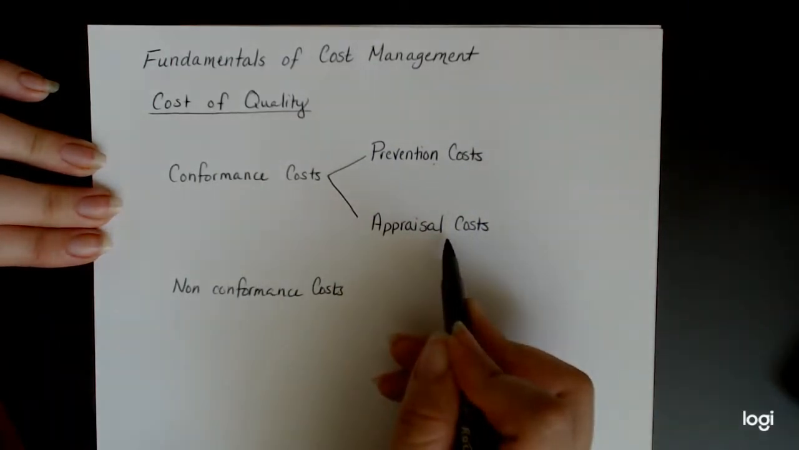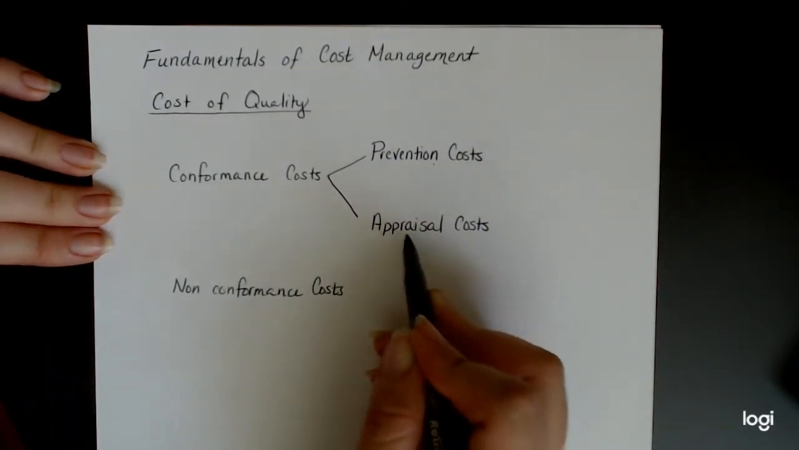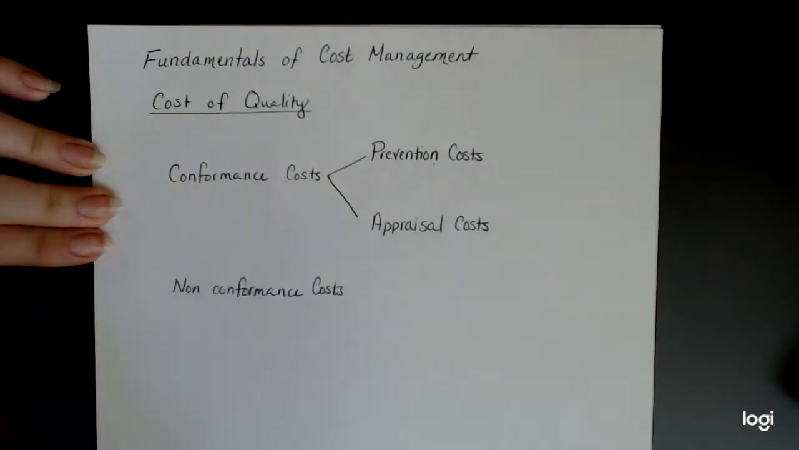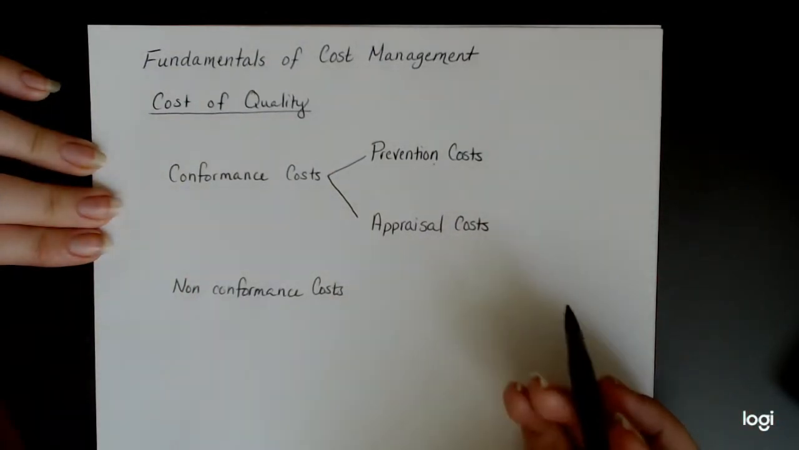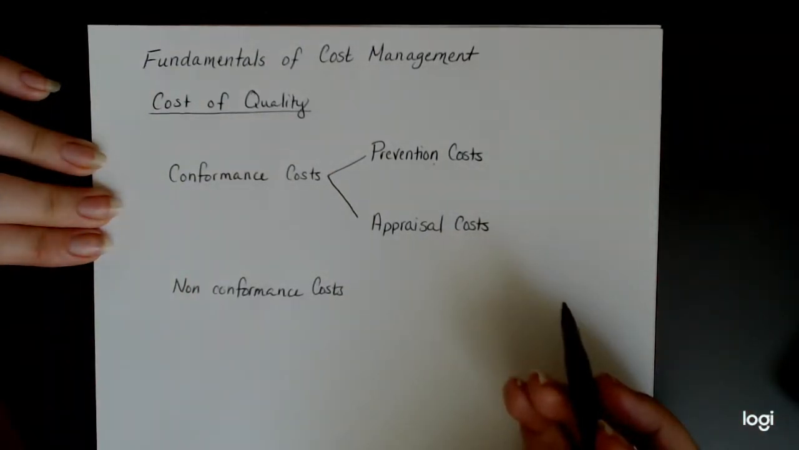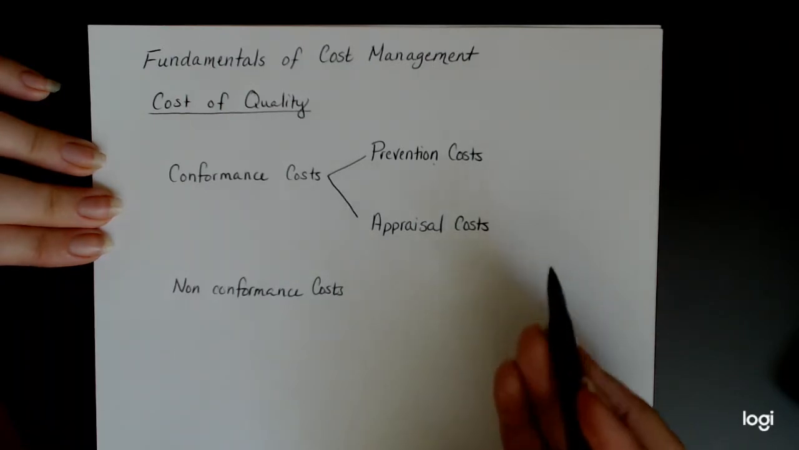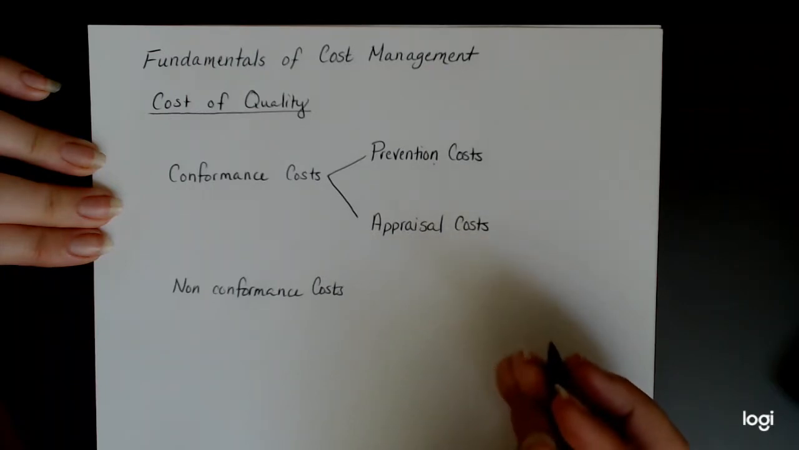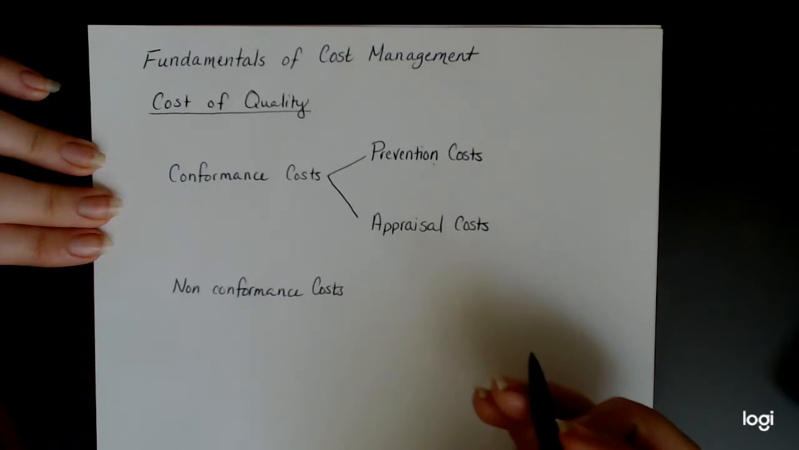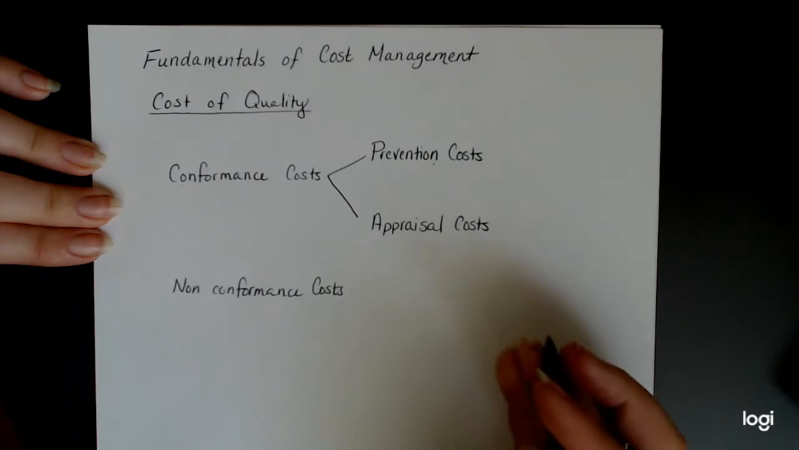Appraisal costs are those items that happen at the end once it's been produced to ensure that it does coincide with what our expectations are within the company. So things like testing a sample of the goods that come off the line to ensure that they maintain quality, and also field testing those goods to ensure that they are conforming with what we would expect.